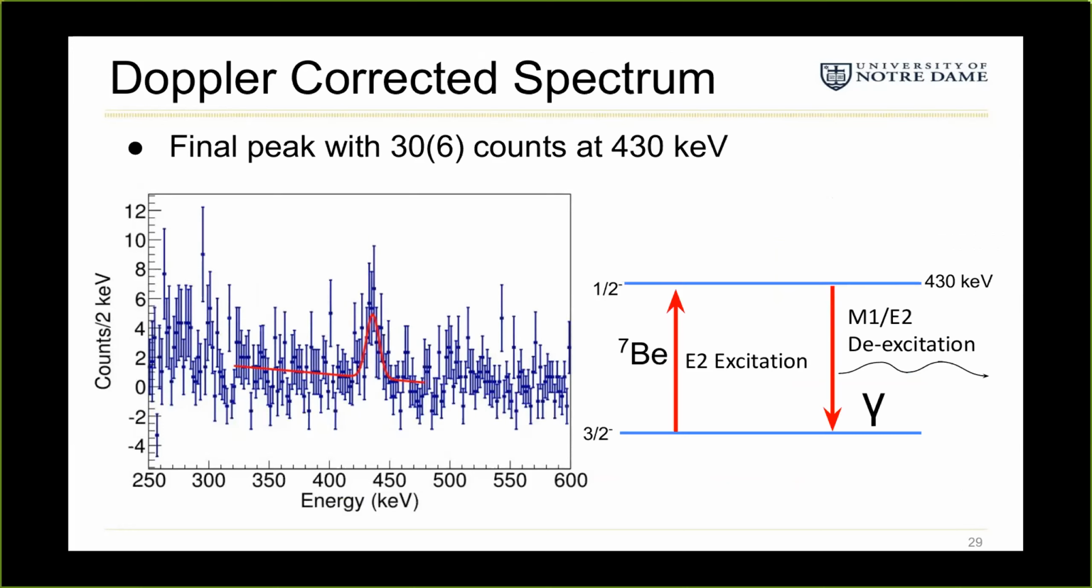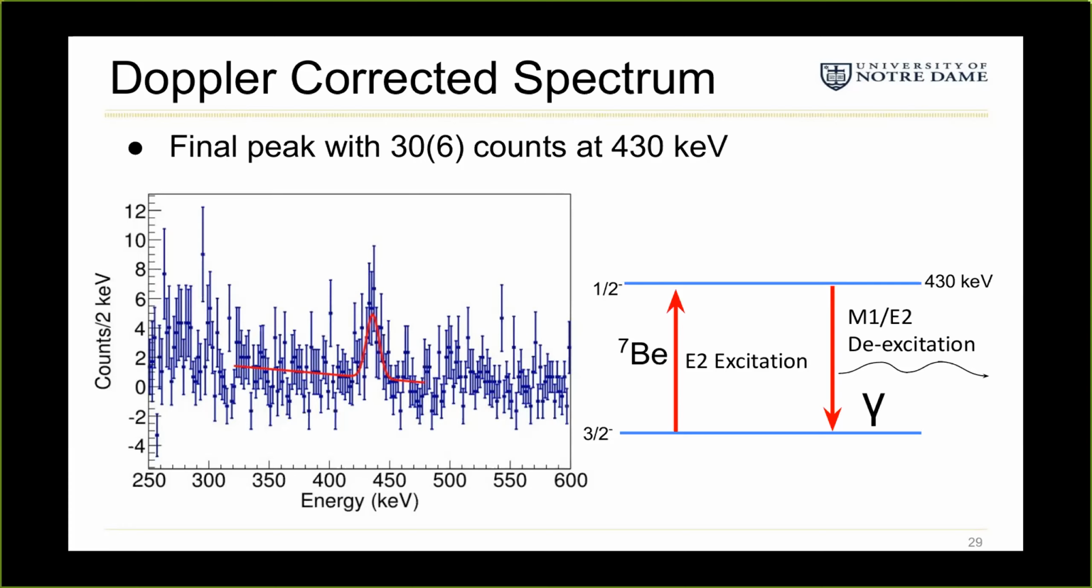Okay, so we have the counts from our experiment. We have the number of gamma rays we saw. We now need to use that to get to a cross-section. Well, we have to account for detector efficiencies. That was fairly straightforward to do by putting a gamma source with a known activity into our chamber. We then also had to account for our beam rate.